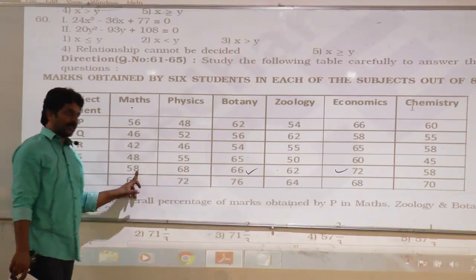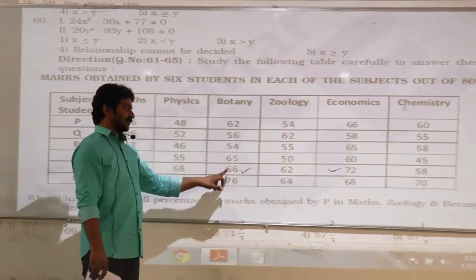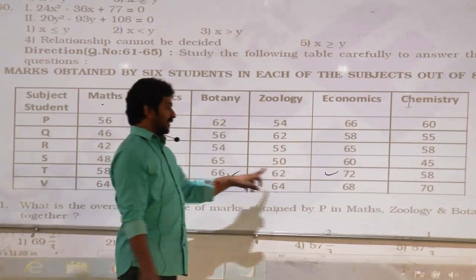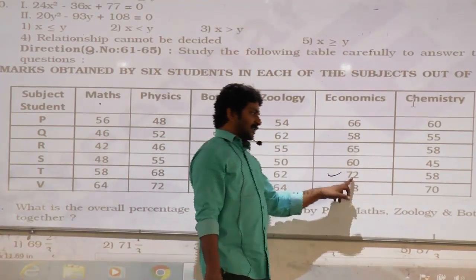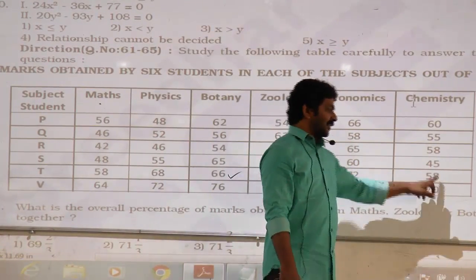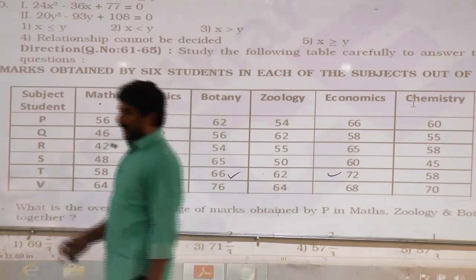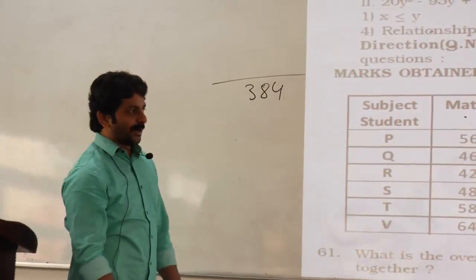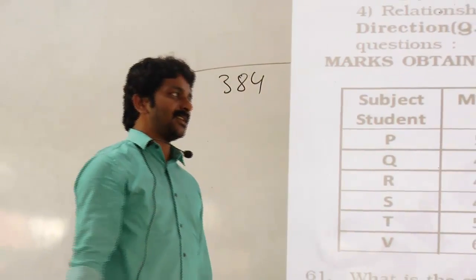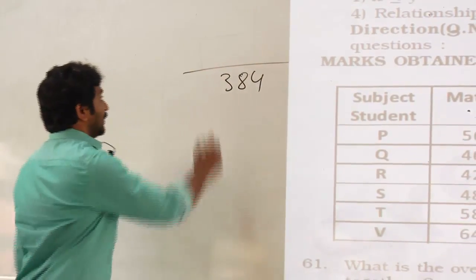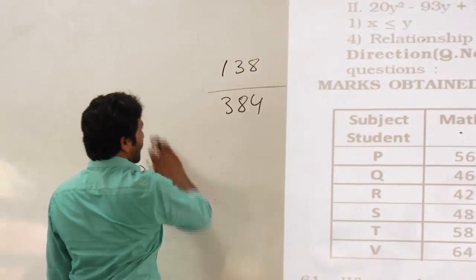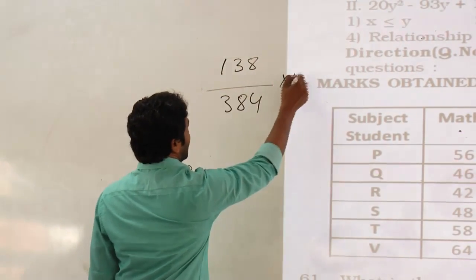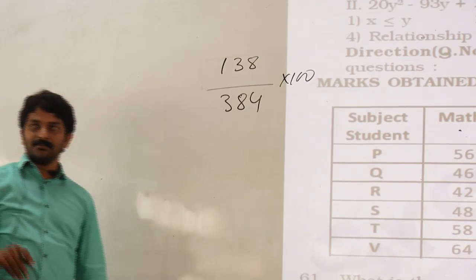58, 66, 72, 74, 76, 84. Total 384. So total marks obtained by him are 384, and out of this marks obtained in botany and economics together it is 138. 138 is what percent of 384? Percentage, right? So into 100.